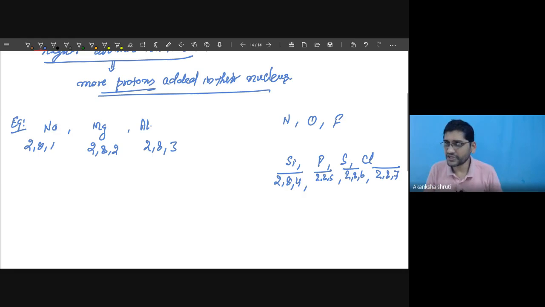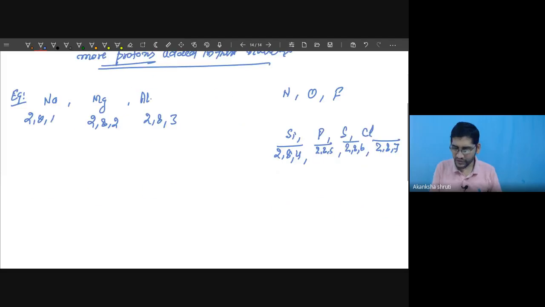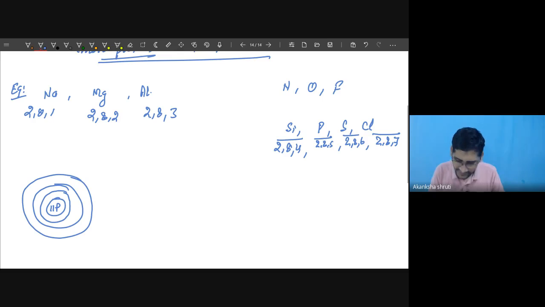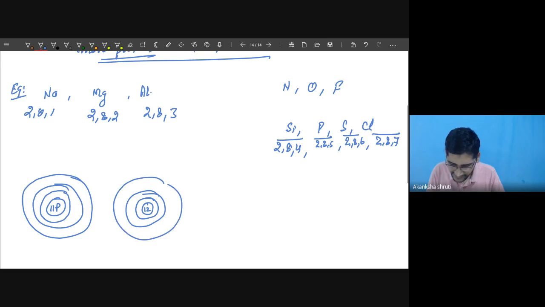Students, now let us draw the atomic structure to understand the above two concepts. I am going to draw for the first three only. You may also take the other pair, the same thing is applicable. For sodium, the nucleus has 11 protons, with K shell, L shell, M shell. For magnesium, I take 12 protons, K shell, L shell and M shell.